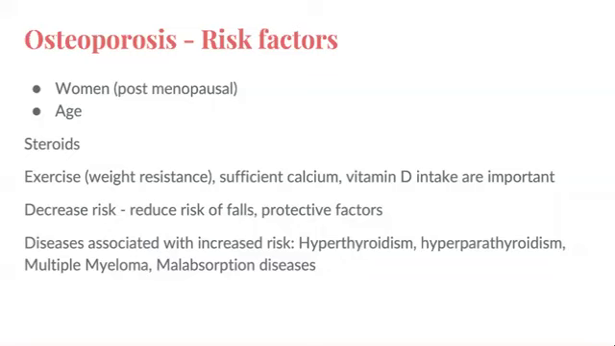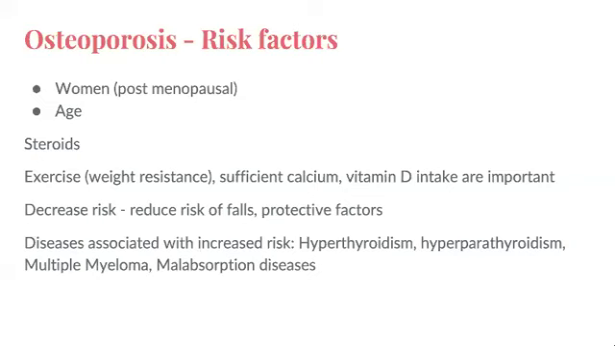In osteoporosis, people typically have low trauma pathological fractures. So there might be a normal amount of force, but because the bone is weaker, that might actually cause a fracture. And typically you'll notice there's the osteoporotic fractures of the vertebral bodies as a common exam question. So there's some diseases that are associated with osteoporosis as well. And these include hyperthyroidism, hyperparathyroidism, multiple myeloma, and malabsorption diseases like celiac disease or IBD.